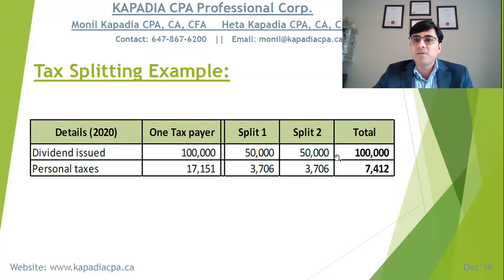So for the same $100,000 dividend, you're now paying $17,000 versus $7,000. So you're paying $10,000 less in taxes only by splitting the income. Again, there are rules on tax on split income, so make sure you know what you're doing and you're documenting it properly.